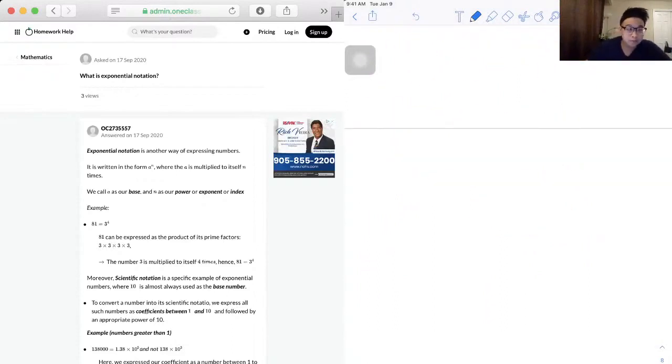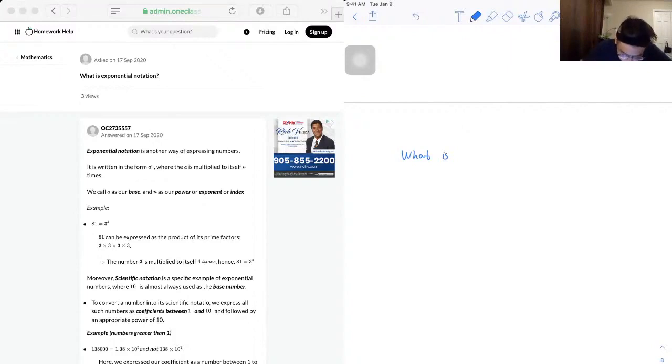So coming up, we have a question asking us, what is exponential notation? Right. So exponential notation is just another way of expressing numbers, and let's write it in here.